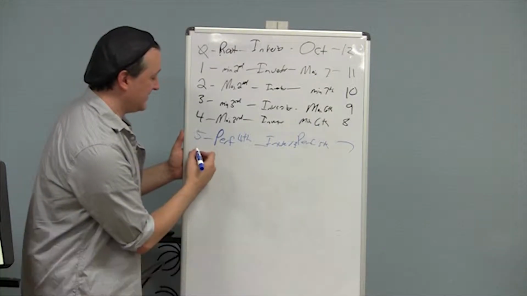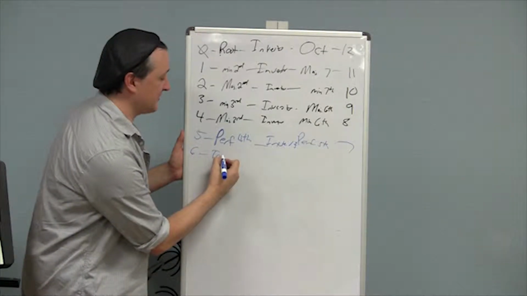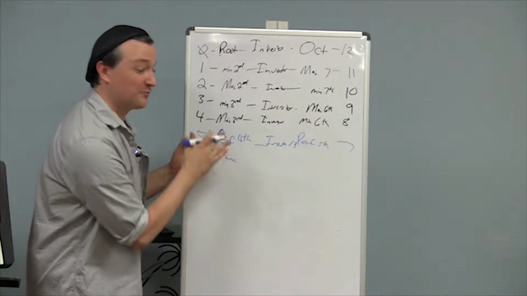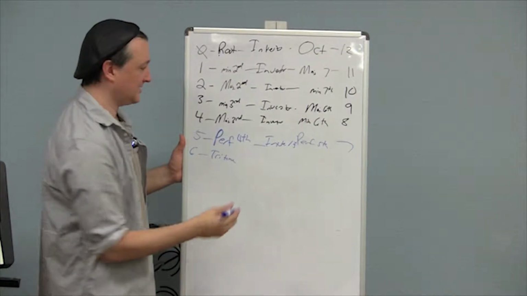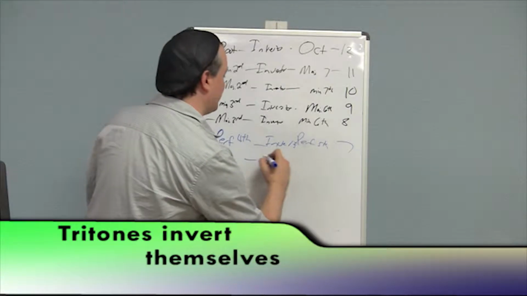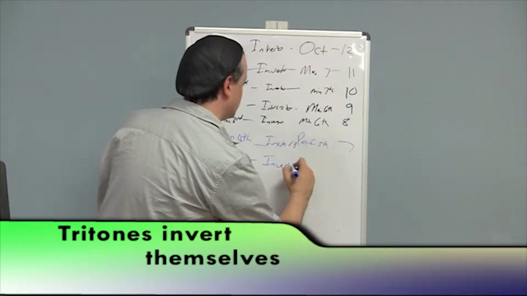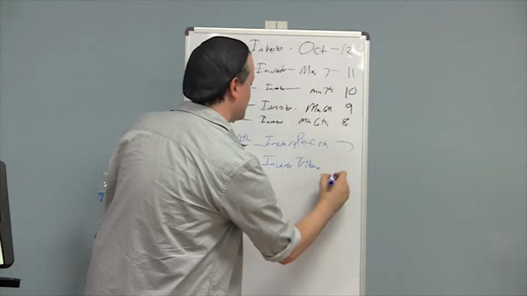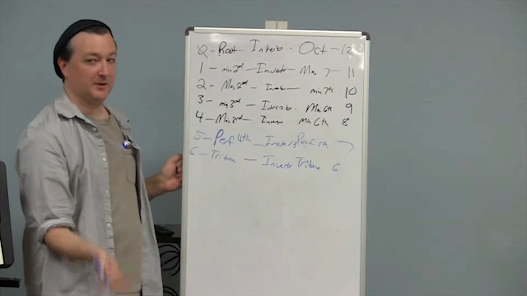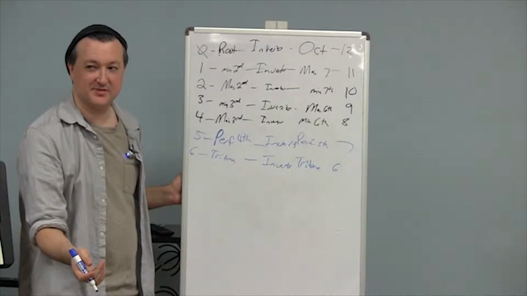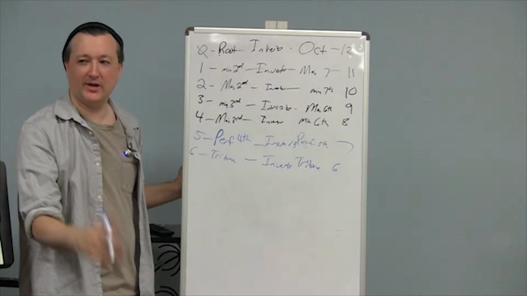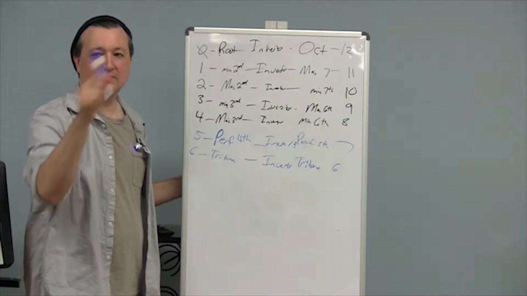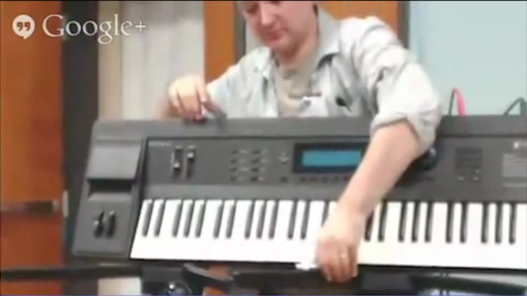And we keep going. 6 is our wonderful tritone. Now this is going to be fun. Usually I'd skip the tritone and come back, but I think you guys are catching some of this. The tritone inverts itself. It's the only interval that does that. Because if you take a tritone and you flip it upside down, it's still 6 half steps. 6 half steps either way you look at it. The tritone inverts to a tritone.